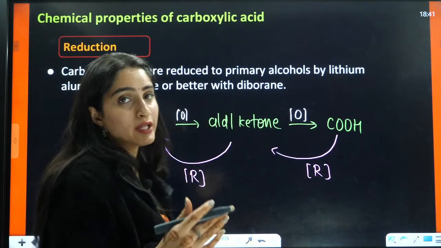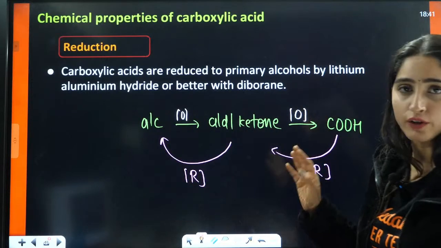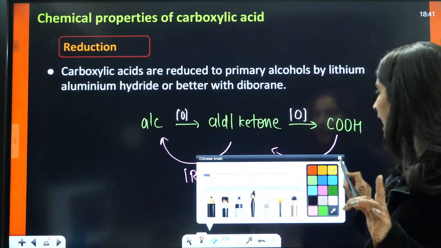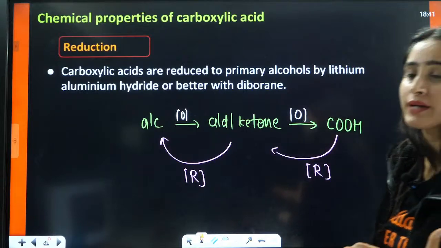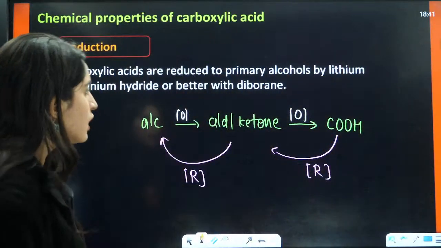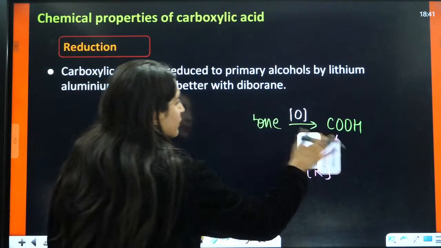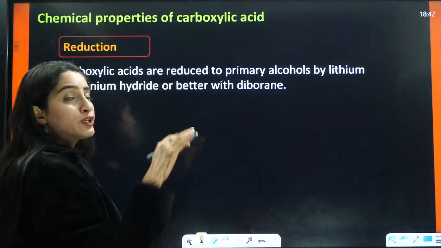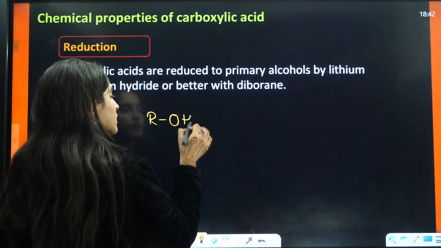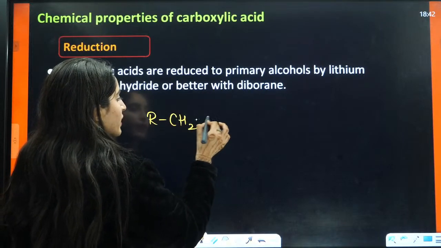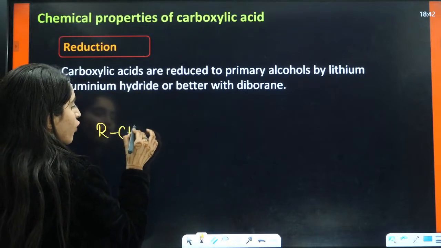Now, it depends on whether you have a strong oxidizing agent or a weak oxidizing agent, to what extent it will be oxidized, right? So carboxylic acids are reduced to primary alcohols. Can you tell me why I am saying primary alcohols? Everybody in the chat box, see one thing. Let us take the example of primary alcohols. We know that when we talked about oxidation, this is your CH2OH. This is your primary alcohol, right?